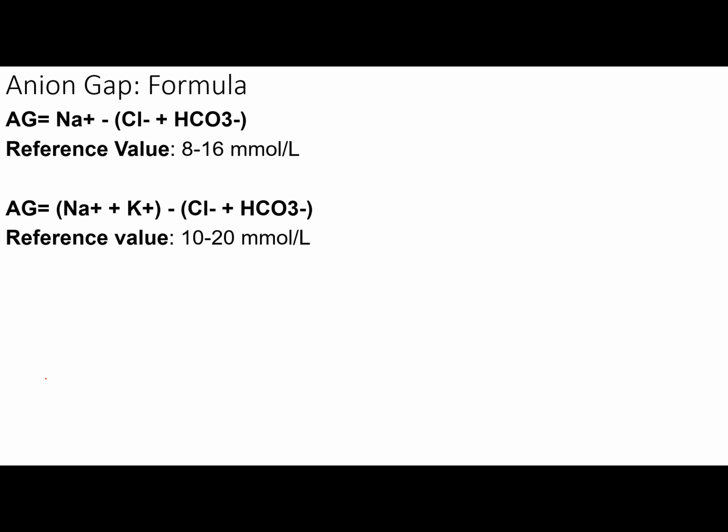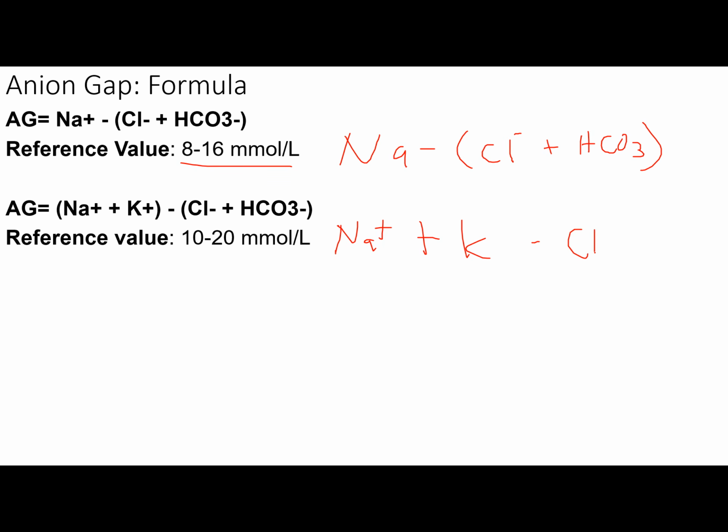So these are the two formulas. So may dalawang formula class for anion gap. We have your sodium minus the sum of chloride plus bicarbonate. So, i-add mo muna yung chloride sa bicarbonate bago mo isubtract sa sodium. Reference value is 8 to 16. The other formula, sodium plus potassium minus chloride plus bicarbonate. So, either formula is accepted class.